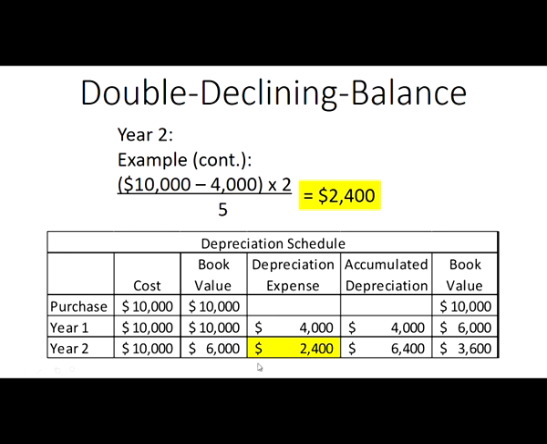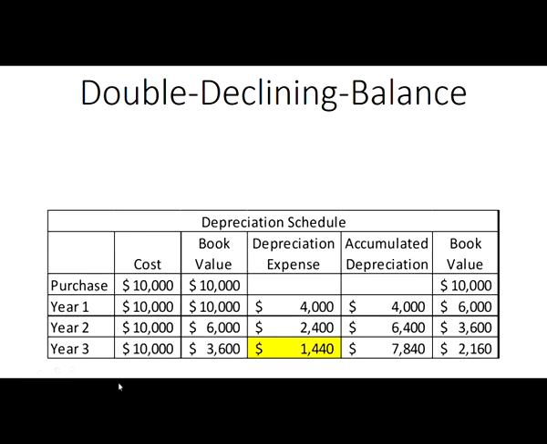Remember, the book value is the cost, over here, minus accumulated depreciation here, is book value $3,600. Year 3, book value of $3,600 gives us depreciation of $1,440, increases our accumulated depreciation, decreases your book value.